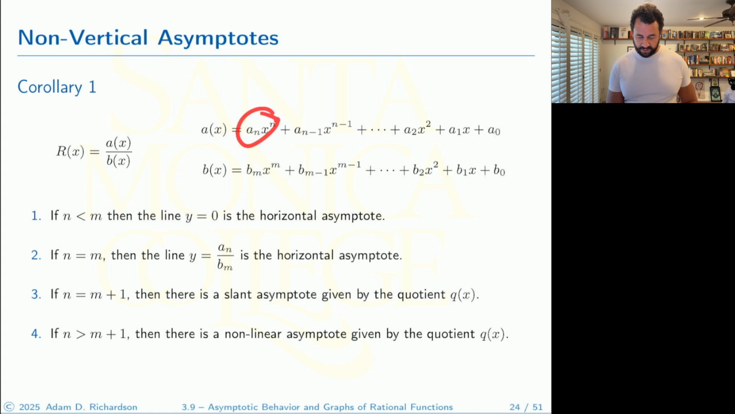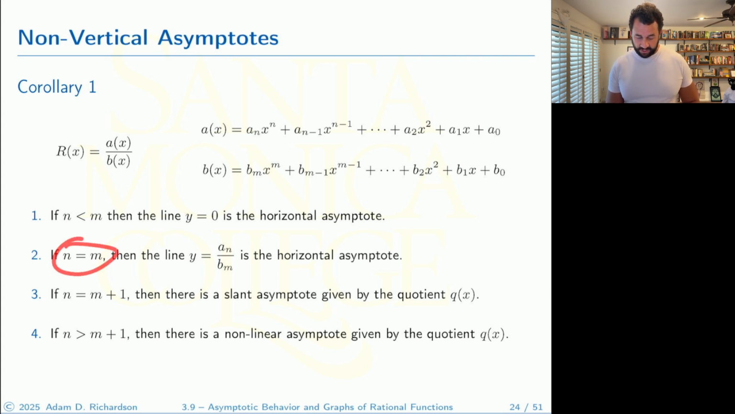If the degree of the numerator is less than the degree of the denominator, then y equals 0 is the horizontal asymptote of that rational function, right? That's because quite literally, when you do the division algorithm, the quotient is 0. In fact, you're pretty much done before you even try to start the division algorithm.